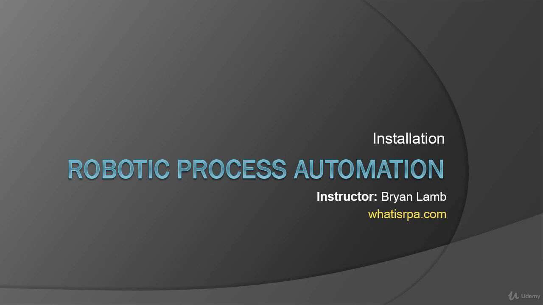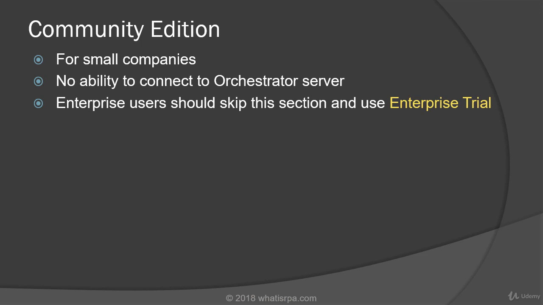So now we're finally at a point where we can install UiPath. I wanted to give you one quick warning though, that this first section talks about installing the Community Edition, and this is for small companies only because the Community Edition doesn't give you any ability to connect to the Orchestrator server for scheduling your robots and aggregating logs and things like that.